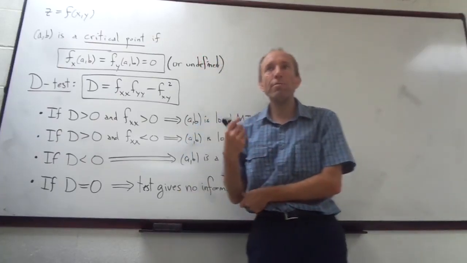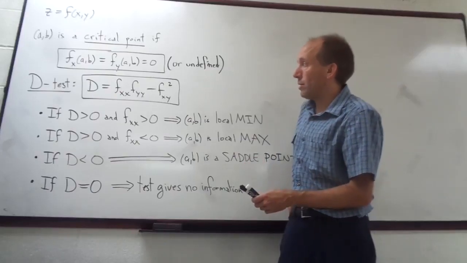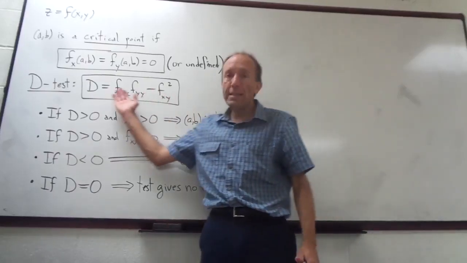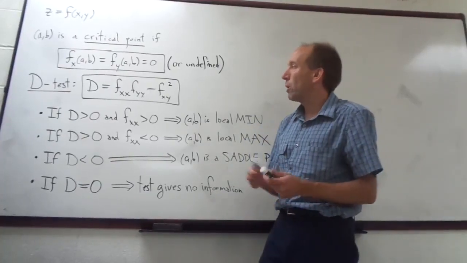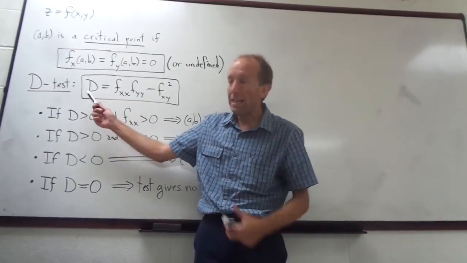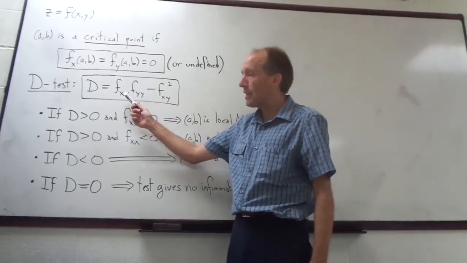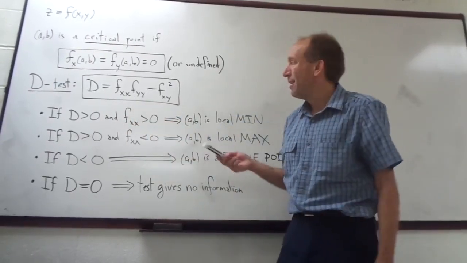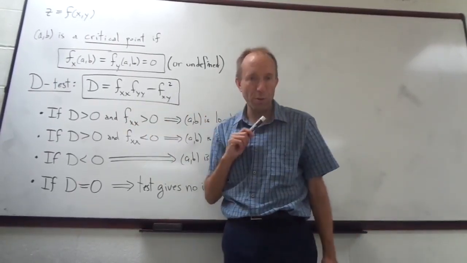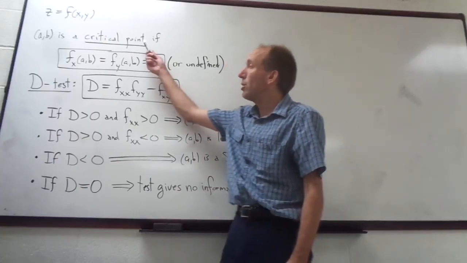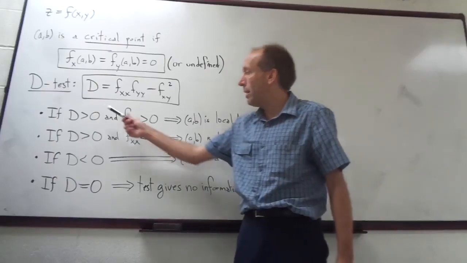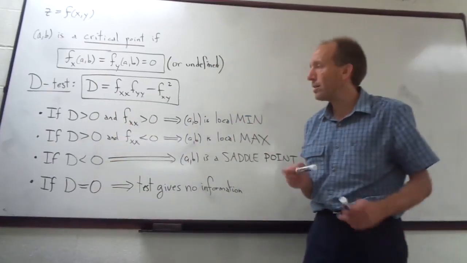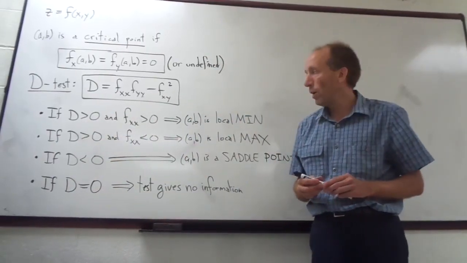So wherever the partial derivatives are either 0 or undefined, we have a critical point. Once we find our list of critical points, then we have this D test, or in other words, the second derivative test, where we calculate this expression D. D is f_xx times f_yy minus f_xy squared. And we plug our critical points into that expression for D. And here are some outcomes of that test that we talked about before.